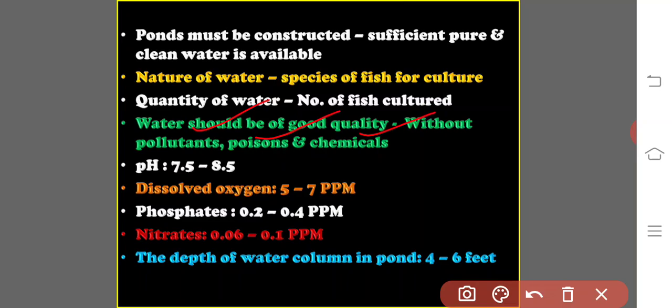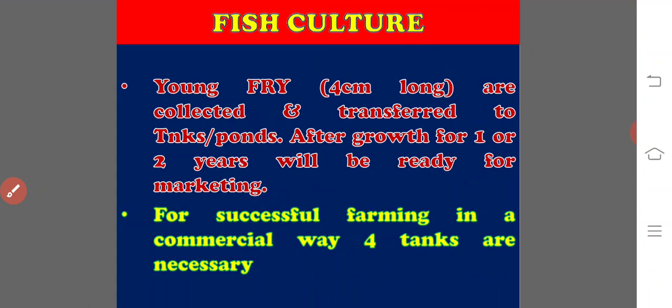And the water pH. Previously we discussed the pH of soil, 6.5 to 7.9, but here the water pH is 7.5 to 8.5, that is, entirely alkaline. Then dissolved oxygen in the water is 5 to 7 parts per million. If the oxygen concentration is less, then we will supply oxygen with aerators. The phosphates should be 0.2 to 0.4 parts per million, and nitrates 0.06 to 0.1 parts per million. The depth of the water column should always be maintained at 4 to 6 feet. So these are the requirements of water for the fish pond.